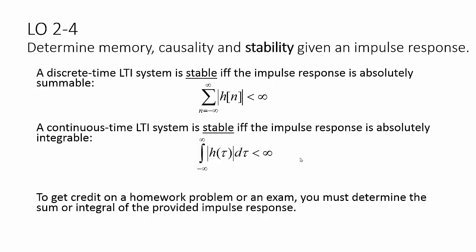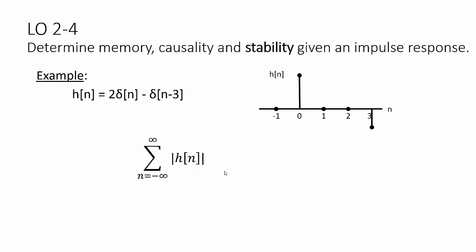To get credit for a question on stability based on the impulse response on a homework or an exam, you must determine the value of the sum or the integral and provide that numerical value showing that it either is finite or is not finite. Without having worked out the sum or the integral, you will not get credit. Let's look at an example.